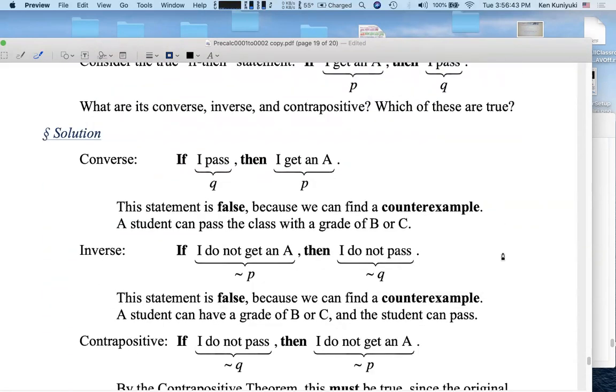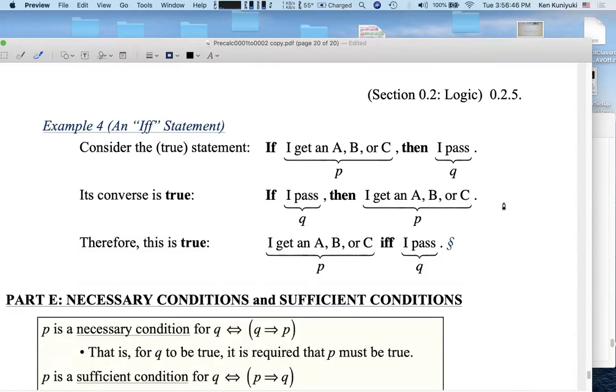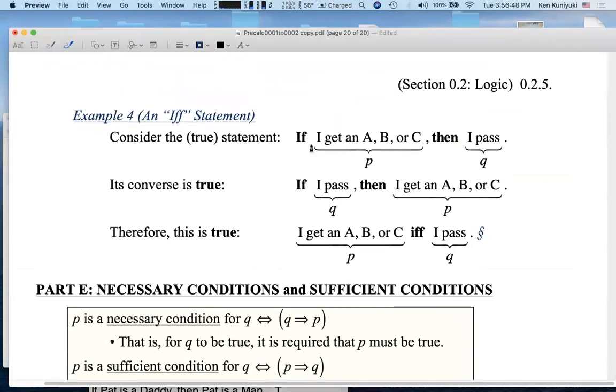All right. For an if and only if statement, let's say this is true. If I get an A, B, or C, then I pass. Well, the converse is also true. And if the original statement and the converse are both true, that means we have an if and only if statement that's true. The contrapositives of both are true. So for an if and only if statement, the converse is true, the contrapositive is true, the inverse is true, all those are true.